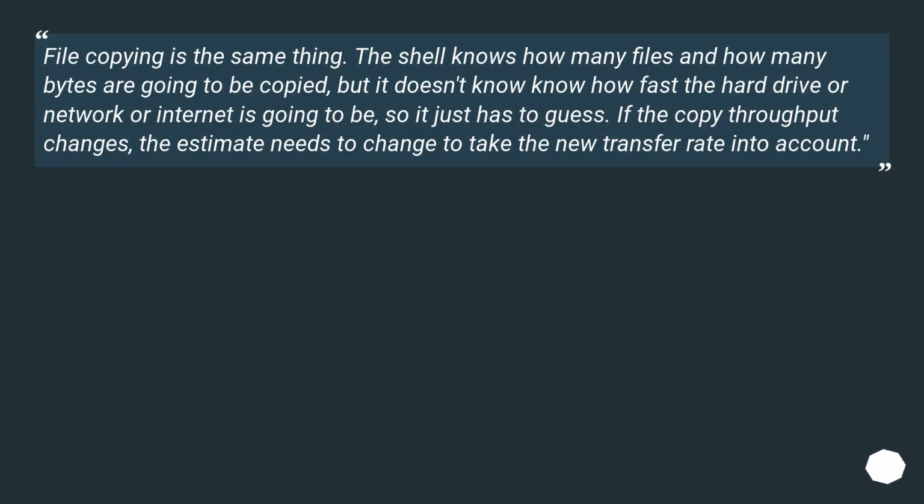File copying is the same thing. The shell knows how many files and how many bytes are going to be copied, but it doesn't know how fast the hard drive or network or internet is going to be, so it just has to guess. If the copy throughput changes, the estimate needs to change to take the new transfer rate into account.